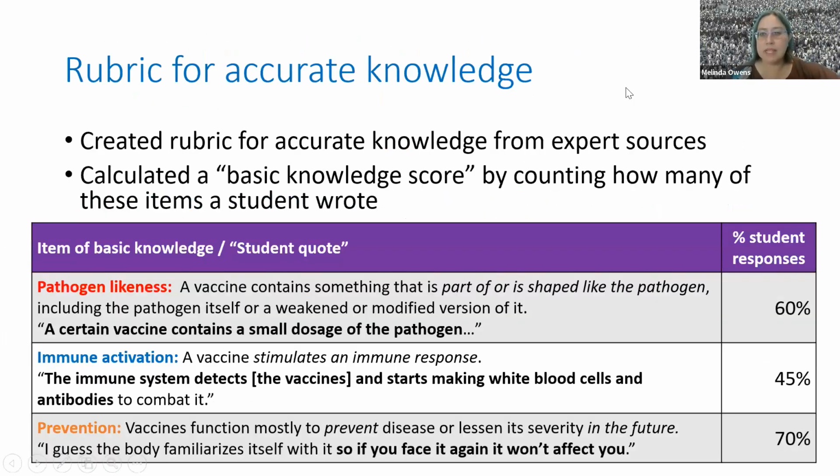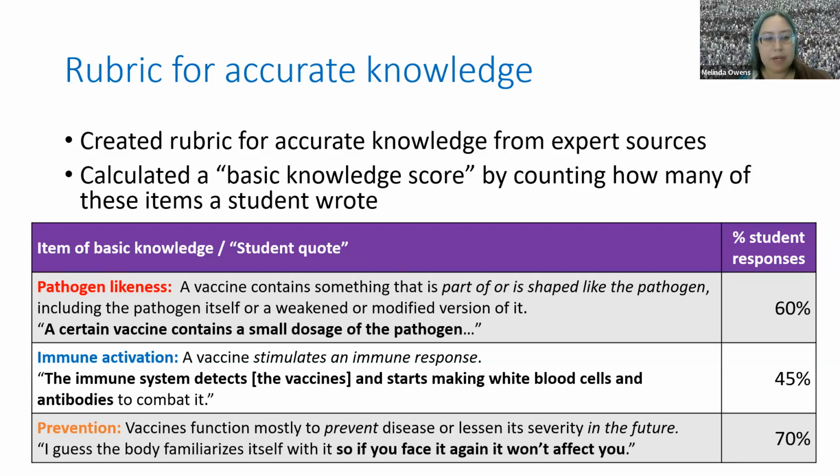And so what we ended up doing is making 2 rubrics, one for accurate knowledge, and then it's not really a rubric, we made a list of alternative conceptions. And so the rubric for accurate knowledge, which we also cross-checked with what the CDC says for the general public about vaccines, had these 3 components. One is pathogen likeness. A vaccine contains something that is shaped like the pathogen, or is part of a pathogen, or is a modified pathogen, something like that. It's pathogen-like.